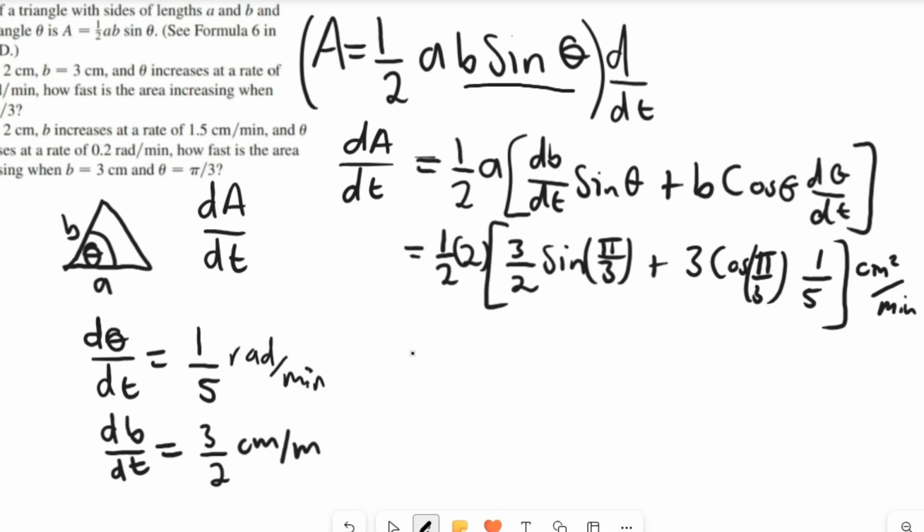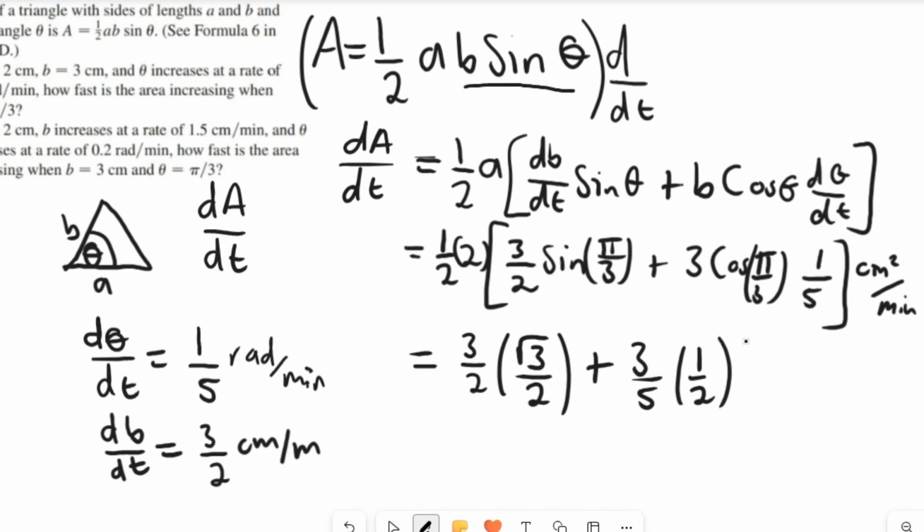Okay, and then we can just proceed and simplify. dA dt is going to be 3 over 2 sine of pi over 3. According to that video that I referred to earlier, you're going to get sine of pi over 3 as root 3 over 2, like this, plus 3 over 5 multiplied by cos of pi over 3. We saw it was 1 over 2. We put it like this, and then we write the units, centimeters squared per minute.